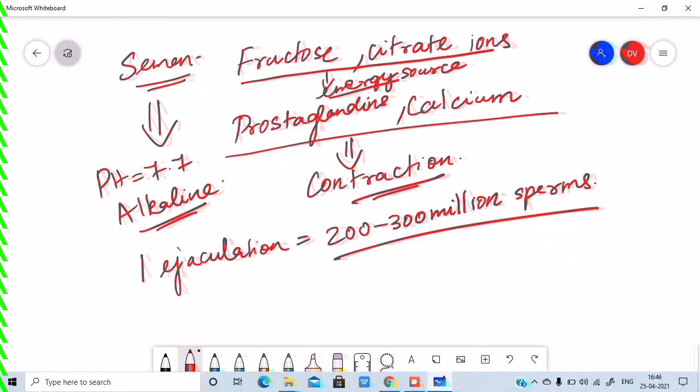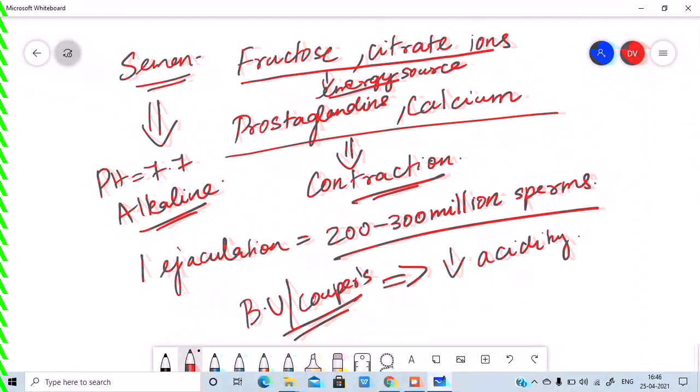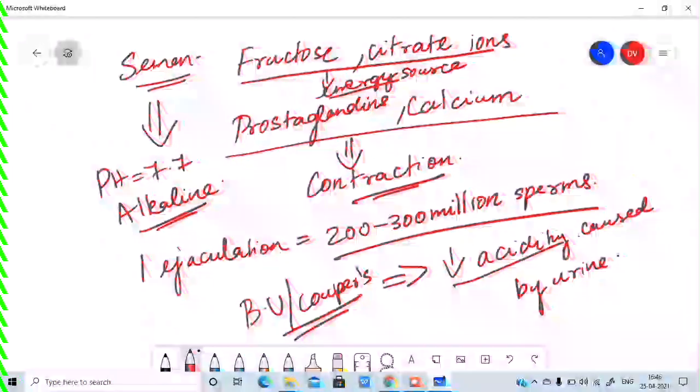And specifically, if you ask me what is the function of the bulbourethral gland, otherwise known as the Cowper's gland, a very important thing: it lowers the acidity caused by the urine. It lowers the acidity because urine is slightly acidic, right? If you see the pH, it is 6.5. So to lower that, you have the bulbourethral fluid, which further increases the alkalinity. Alright guys, so that is regarding the bulbourethral gland. And let me teach you one more interesting concept.